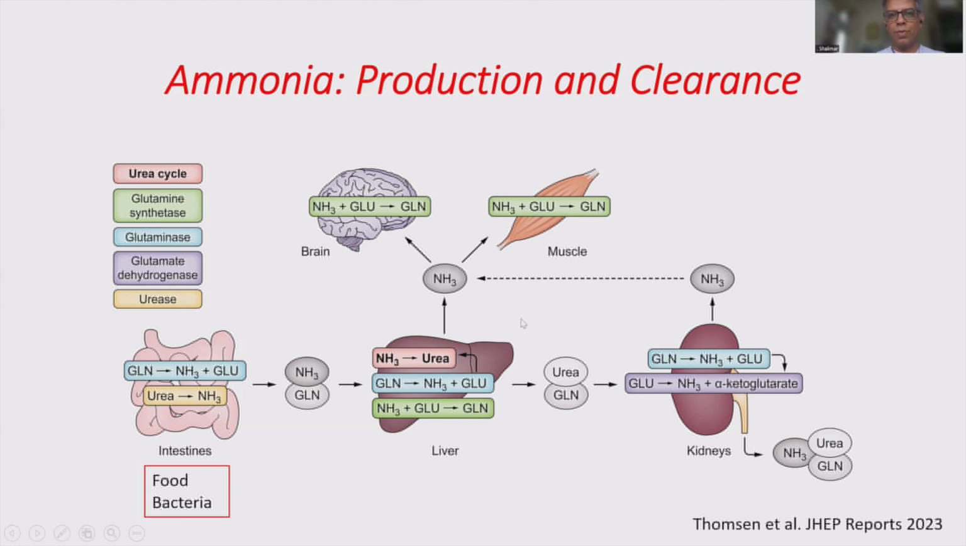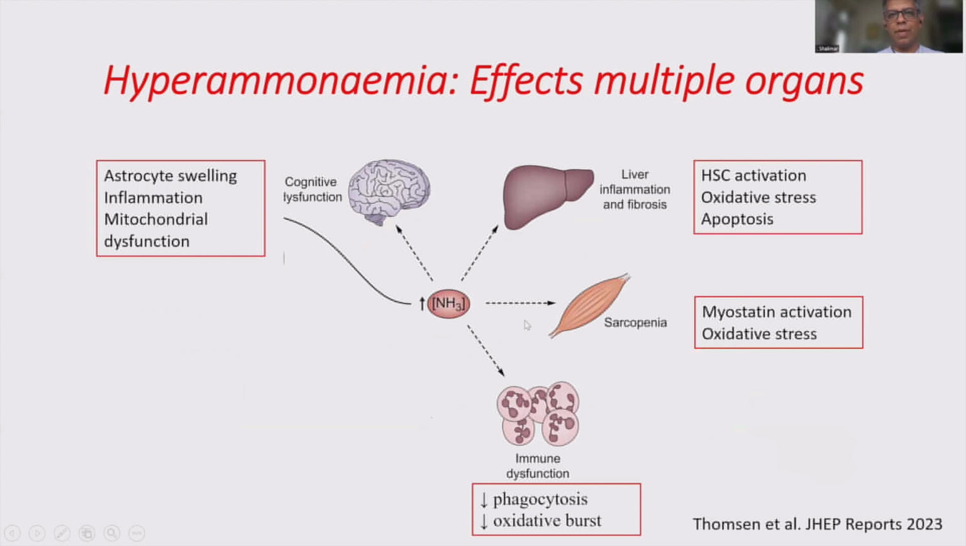And this leads to a cascade of events in which the ammonia affects the other organs. So ammonia has toxic effects on multiple organs, especially the brain, where it causes cognitive dysfunction, and the clinical manifestation is as hepatic encephalopathy. There is astrocyte swelling, inflammation, and mitochondrial dysfunction. In the liver, elevated ammonia levels lead to hepatic stellate cell activation, oxidative stress, apoptosis, clinically manifesting as inflammation in the liver and fibrosis.